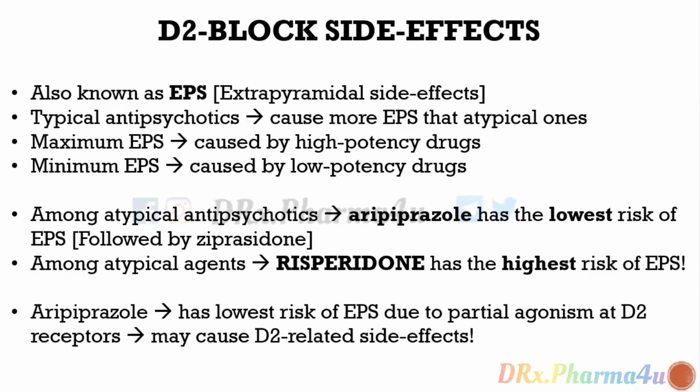If we talk about atypical antipsychotics, aripiprazole has the lowest risk of EPS. Because as I said to you yesterday, aripiprazole and brexpiprazole have a peculiarity: they are known as serotonin-dopamine activity modulators. That means they neither allow it to rise too much nor reduce too much. So the risk of extrapyramidal syndrome will be less with aripiprazole, followed by ziprasidone. Among atypical antipsychotics, risperidone has the highest risk of extrapyramidal syndrome.